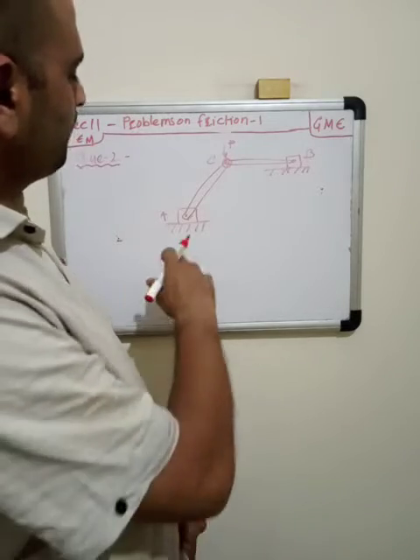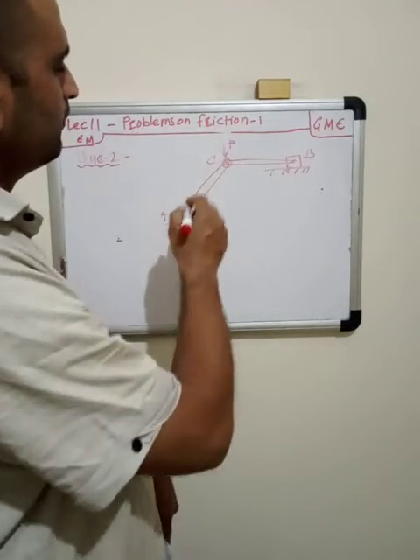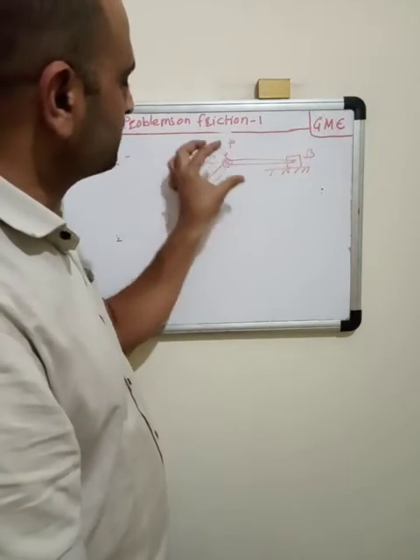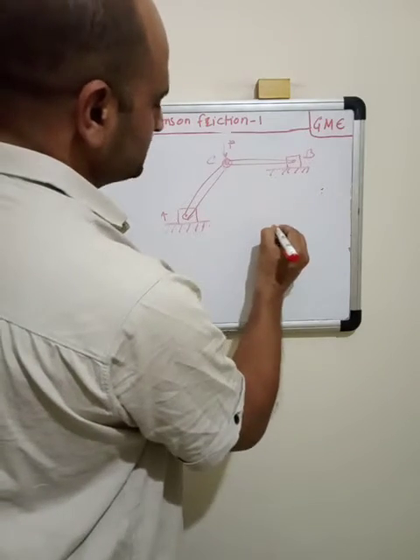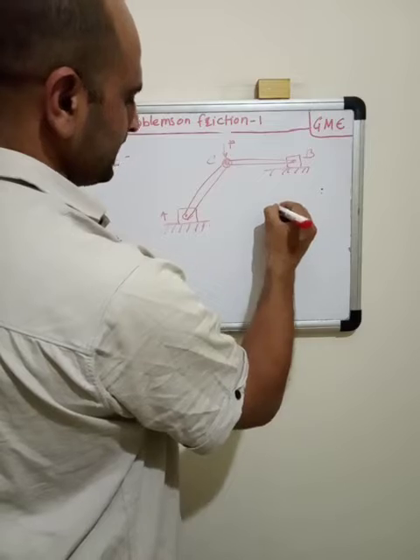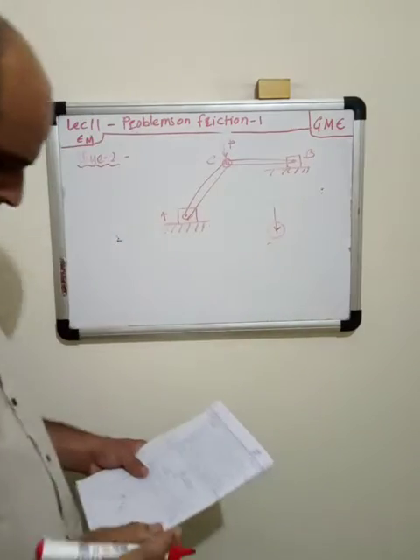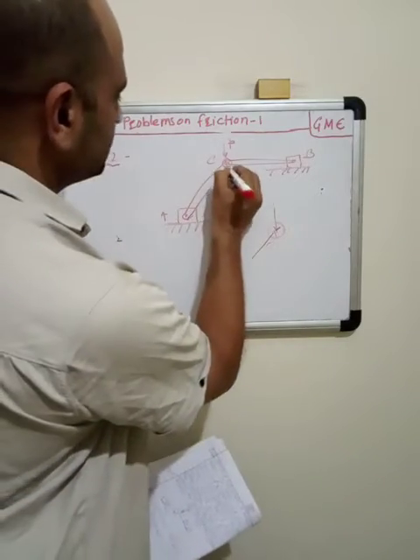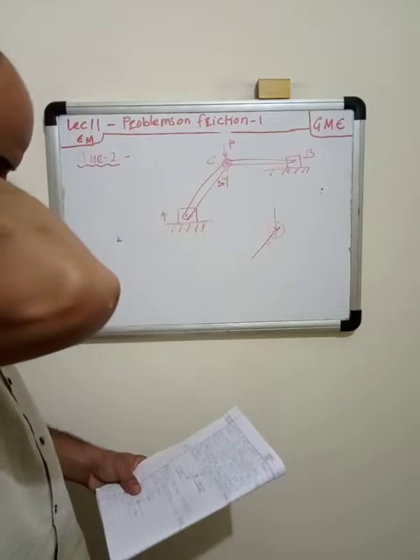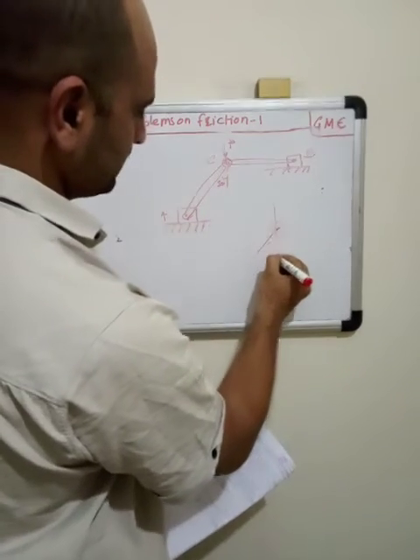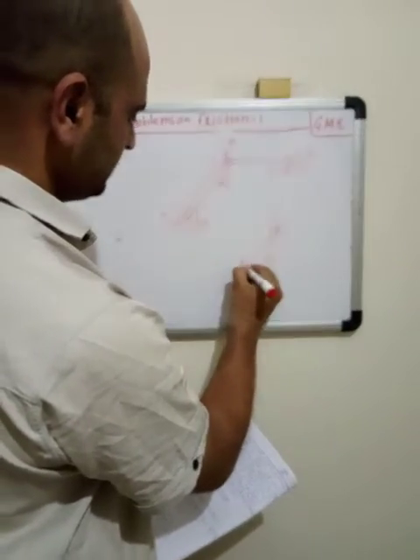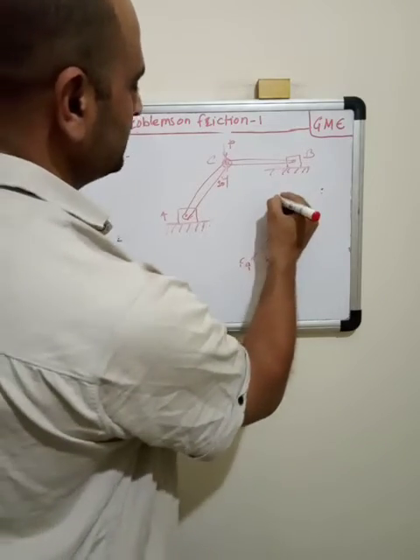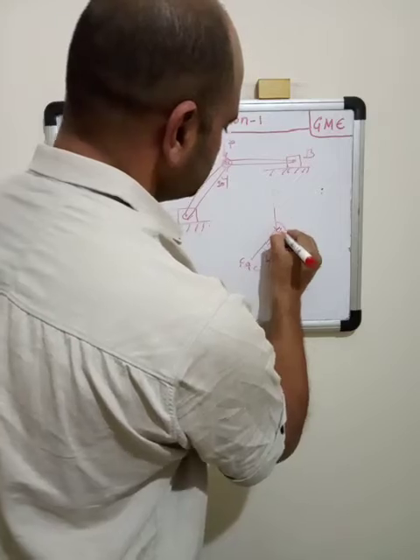First, we'll draw the free body diagram. Let me take the free body diagram of this pin C. On pin C, the load P is acting in the x direction. This angle is 30 degrees, they have given already. This force is F_AC, the force in link AC. It's not a single-point force, it's the complete link force. This is load P, and this is BC, the force in this direction.